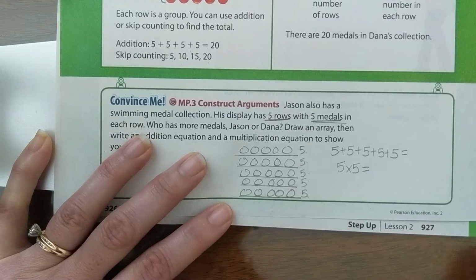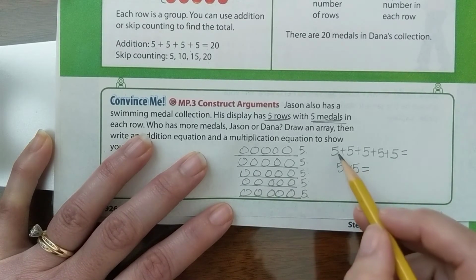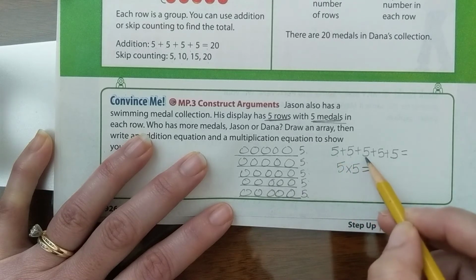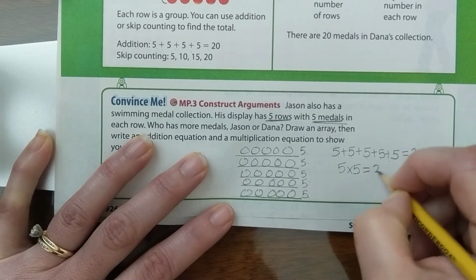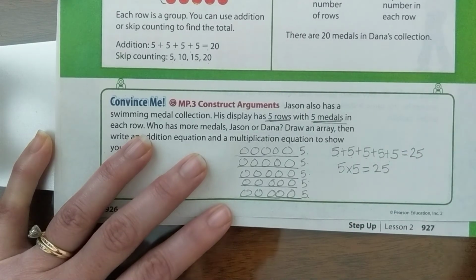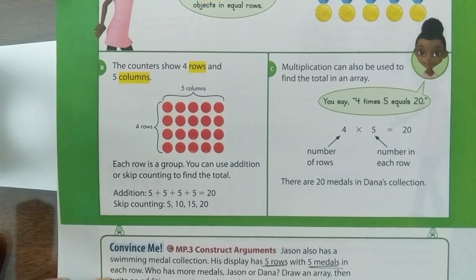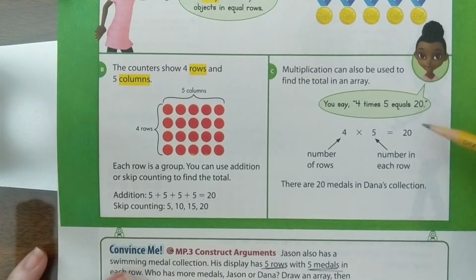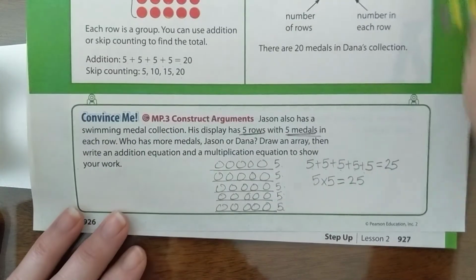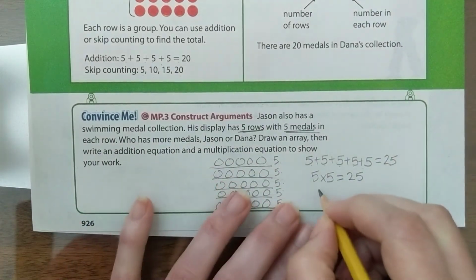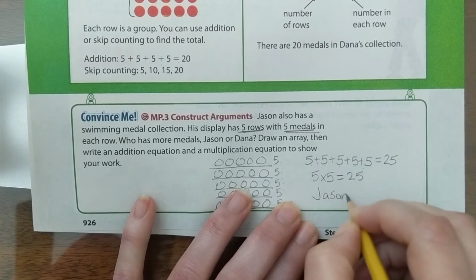And now let's go ahead and add it. Since this is by 5s, it's easy to skip count. Let's skip count. 5, 10, 15, 20, 25. So then who had more? We found out up here that Dana had 20 and Jason has 25. So who has more? Jason has more.